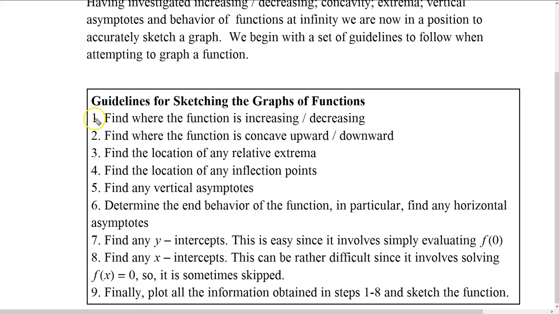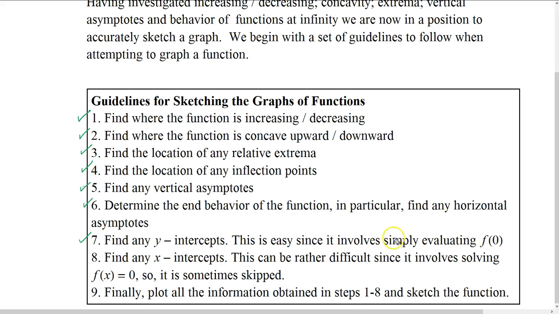So the first thing that we'll want to do is to find where the function is increasing and decreasing. Then we'll want to identify where the function is concave up and concave down. We will find the location of any relative extrema and inflection points. We'll also find any vertical asymptotes, and we'll determine the end behavior of the function, in particular taking note of any horizontal asymptotes. Then we will also want to find any Y-intercepts.